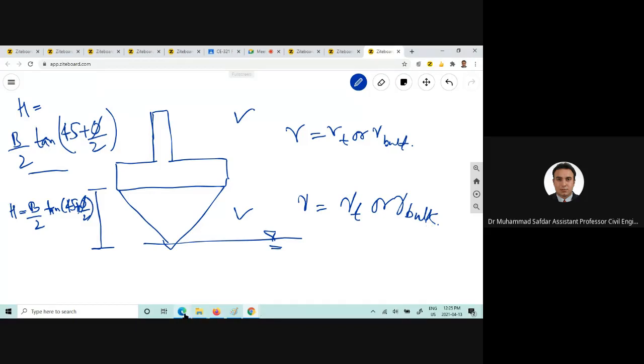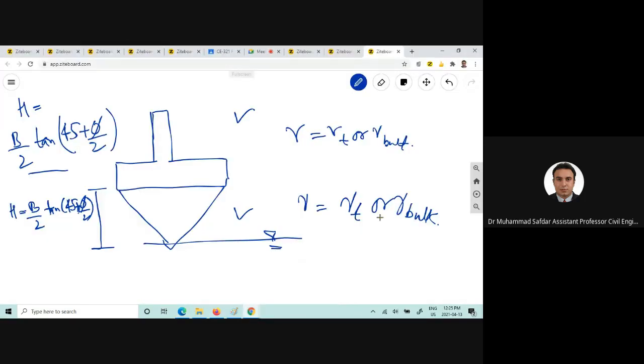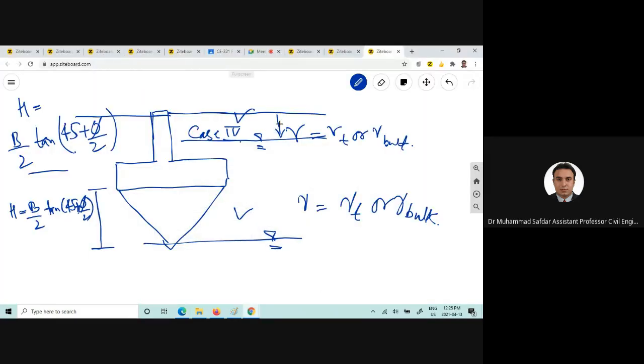Now there are different conditions. For example, if the water table is present somewhere here, I would call that case 4. Then you can use gamma saturated, or I would say this equation for the second term, where D1 is here. This will be the D1, this would be the D2, and combined this would be the depth of the foundation.